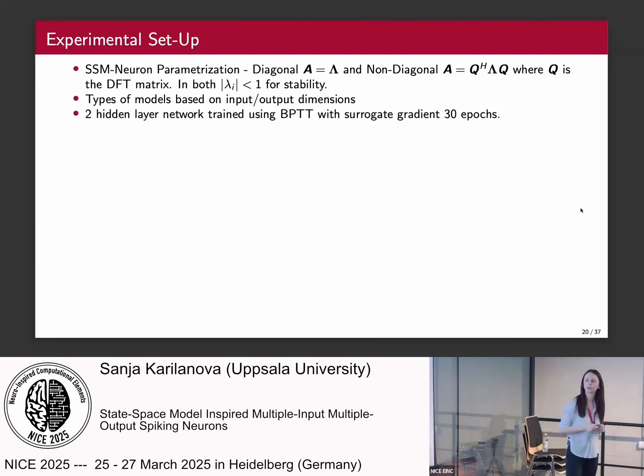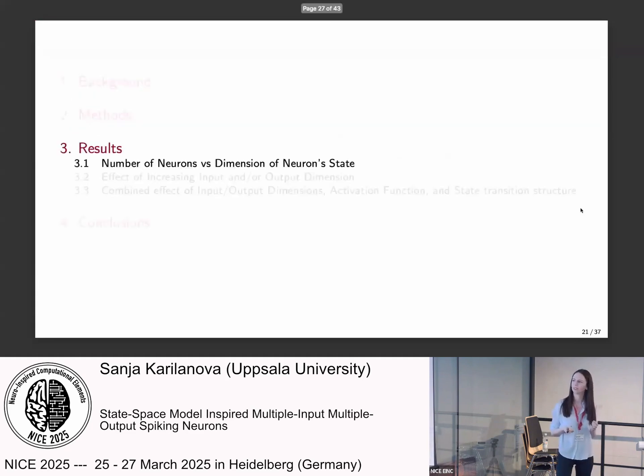In all of the models that I'll talk about, we use 2 hidden layers. They're trained with backpropagation through time with surrogate gradient over 30 epochs. And the performances that I'll show will be on the SHD dataset, which is a keyword dataset where classification of digits is the objective.